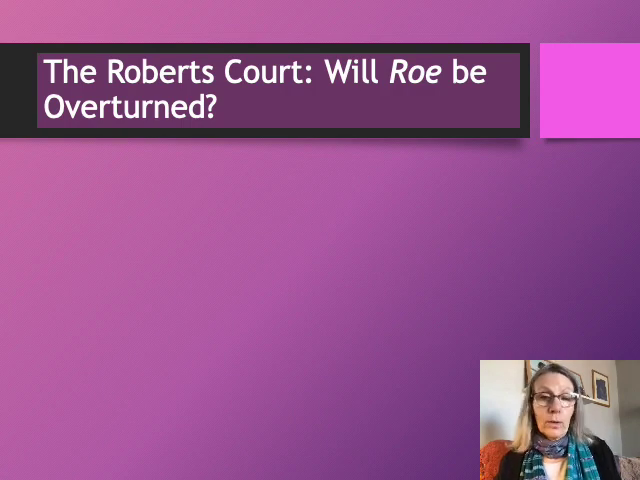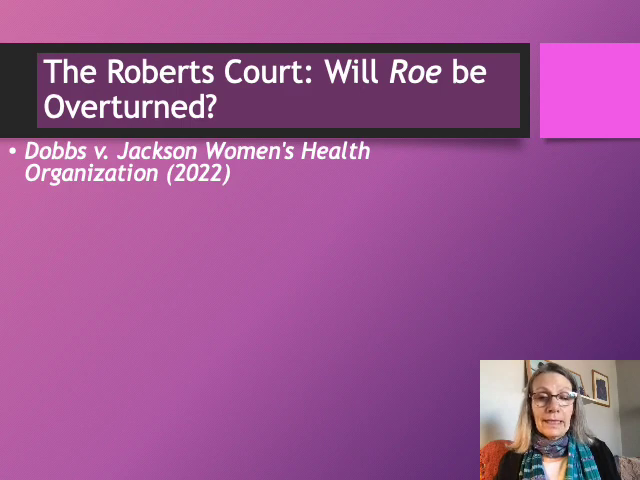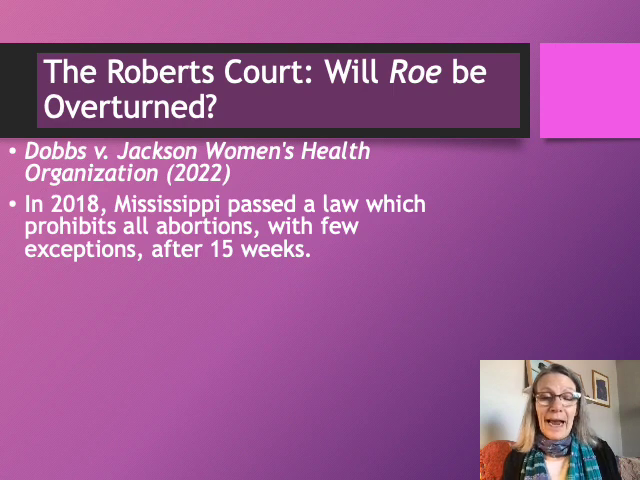The question is, will they do that? Well, we'll get the answer to that question in a case that is going to be decided by the Supreme Court at the end of this court session, probably in June or July of 2022. The case is Dobbs v. Jackson Women's Health Organization, and this is a case that has to do with a Mississippi law. In 2018, Mississippi passed a law which prohibits all abortions with few exceptions after 15 weeks. Okay, so well prior to viability.